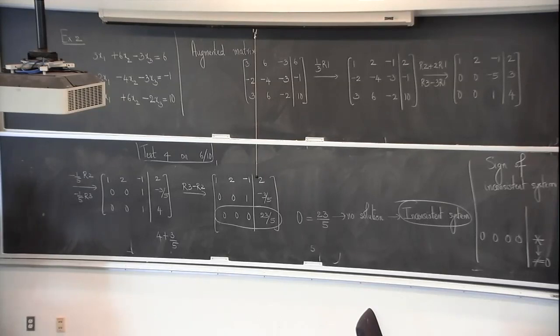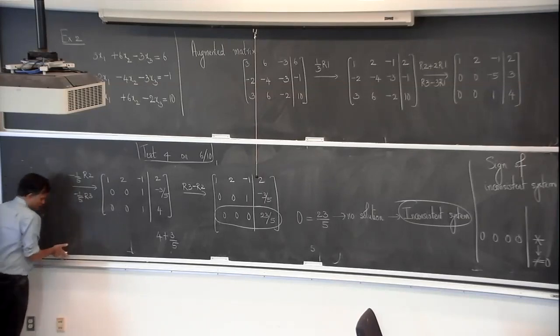So example 1 had a unique solution, example 2 no solution. Any questions about this? All right, now comes the most important example.